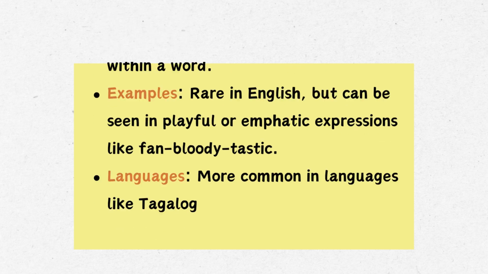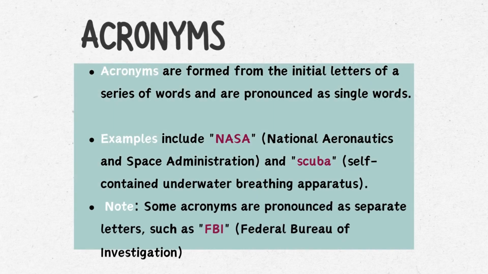Now, let's take a closer look at acronyms. Acronyms are formed from the initial letters of a series of words and are pronounced as a single word. Examples include NASA, National Aeronautics and Space Administration. Then SCUBA, self-contained underwater breathing apparatus. Now some acronyms are pronounced as separate letters such as FBI, Federal Bureau of Investigation.